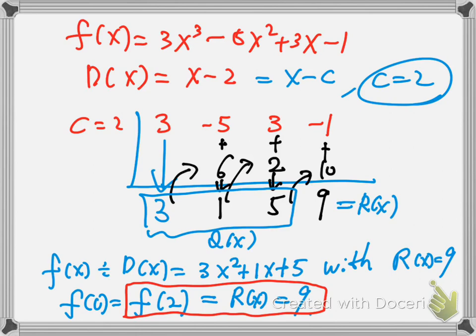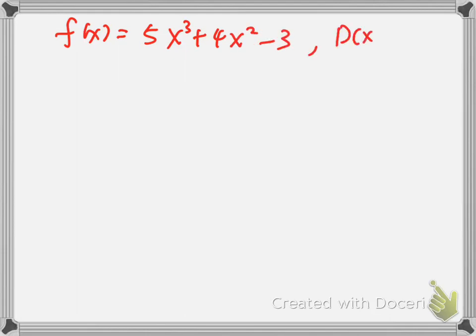The second example in synthetic division is a little bit harder. It's 5x cubed plus 4x squared minus 3, divided by d of x, which is x plus 1. First job, we need to find c. This is x minus c, so c is -1. Okay, c is not positive 1, c is -1. c is always the opposite of the number in the divisor.